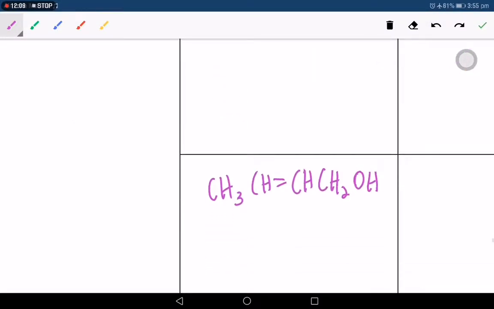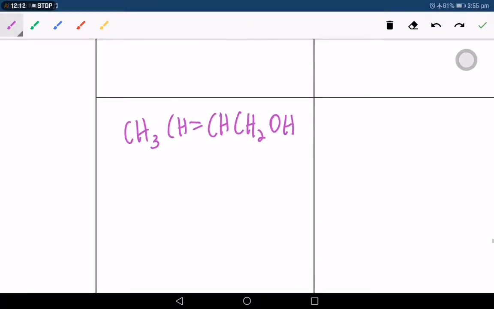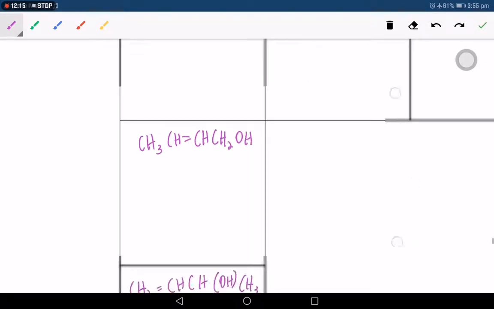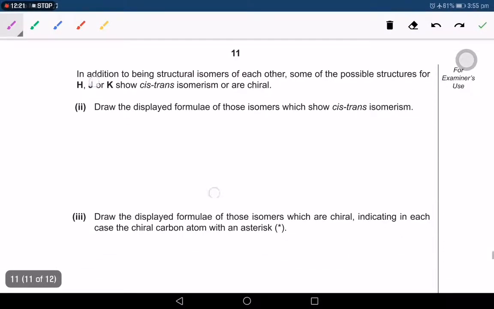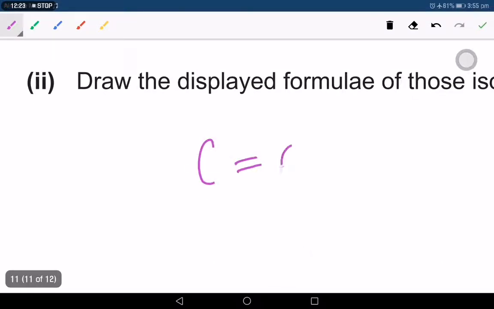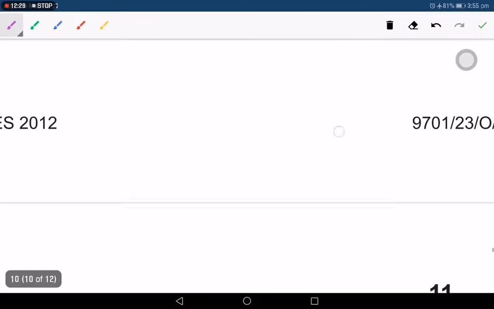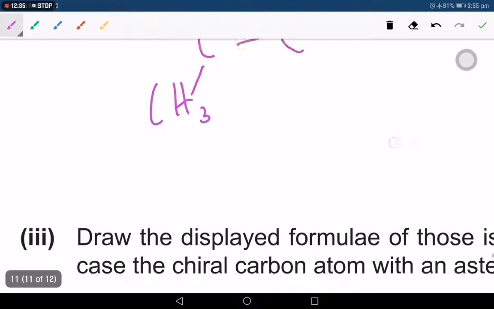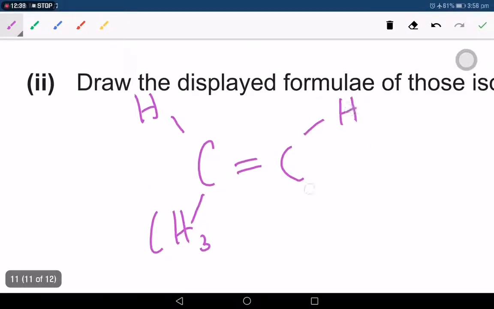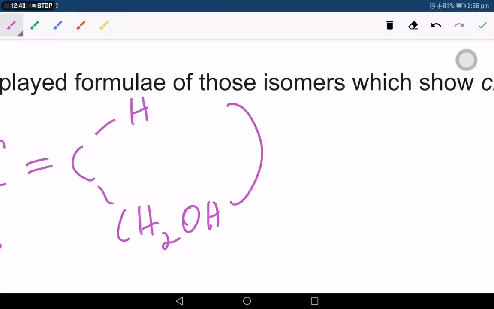So now we are going to take this one. CH3CH equal to, so obviously we need to have this one. This is the main thing, so we'll put an H here and then we'll put a CH3 here, right? CH3, CH, CH2OH. So we put the H, CH2OH, and then we just flip this around, which means the H goes down and the CH2OH goes up. So the C=C still remains the same.